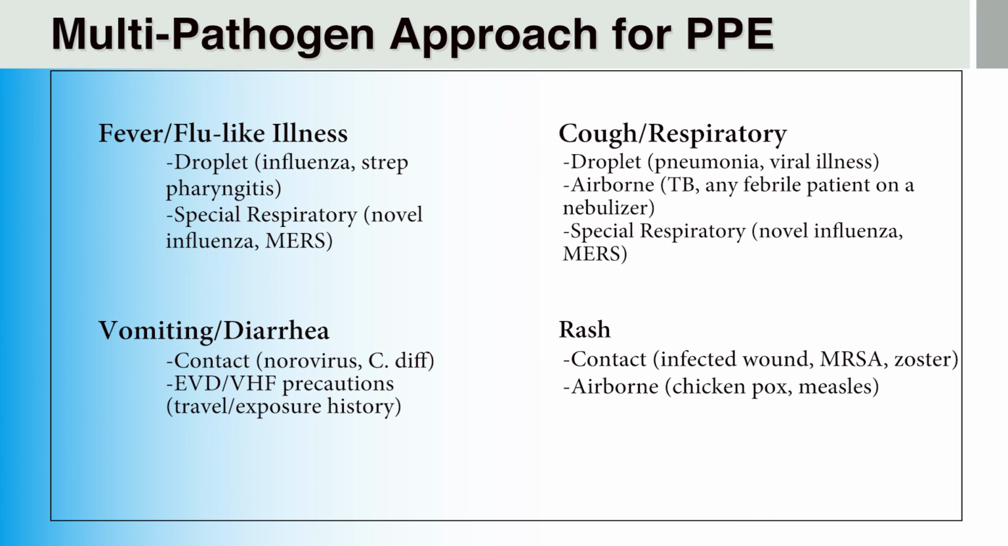The multi-pathogen approach is an important tool for pre-hospital providers to identify the level of PPE required based on the patient's presenting symptoms and history. For example, patients with fever, cough, and recent travel to the Middle East may need special respiratory precautions for MERS. Wearing the appropriate level of precaution will ensure that you are protecting yourself, your patients, and your community.